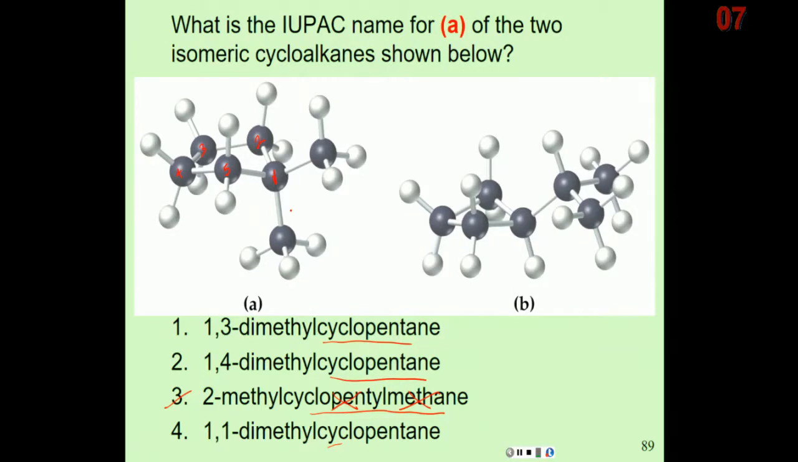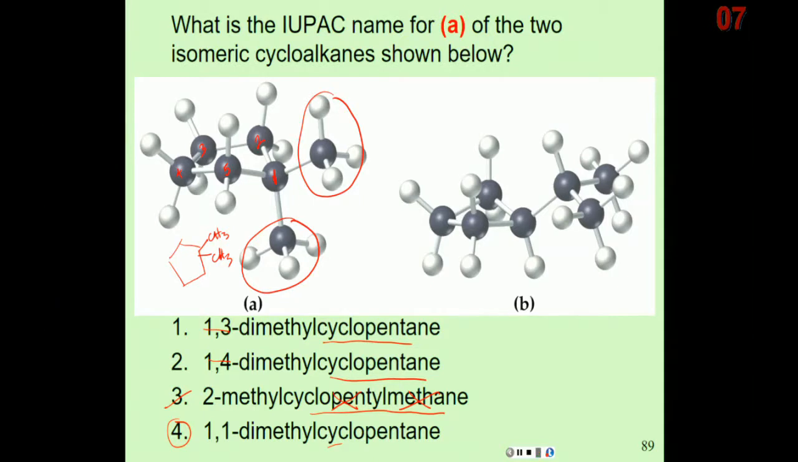If that's the ring, we could draw it like this. And on one corner are 2 CH3 groups. That's what each of these are. Those are methyl groups, and so they're on the same carbon. That means their number has to be the same. So it can't be 1 and 3 or 1 and 4. It's 1,1-dimethylcyclopentane. All right, that's that one.